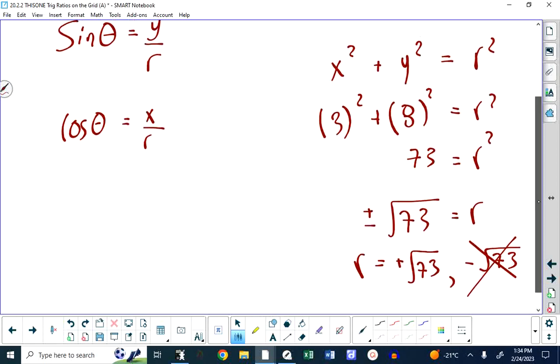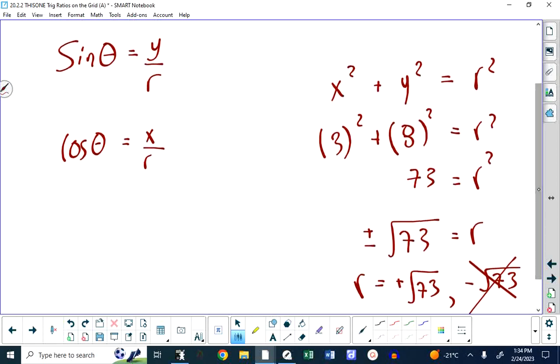Okay, so now we can write y over r. So that's 8 over root 73, and x over r, which is 3 over root 73. There's something I want to discuss with you about this question, but before I do, about those numbers, any questions with that? Are you okay with that? Because if you are, I suckered all of you into getting wrong answers here.